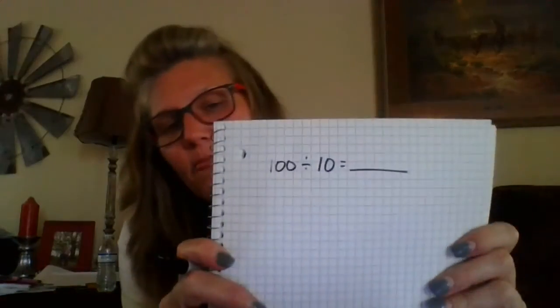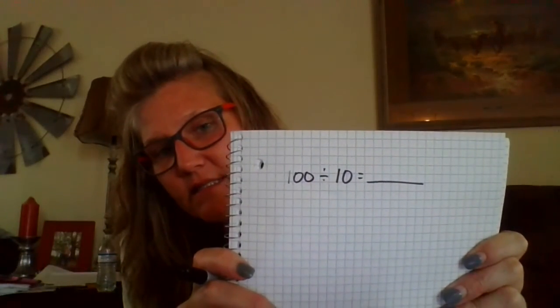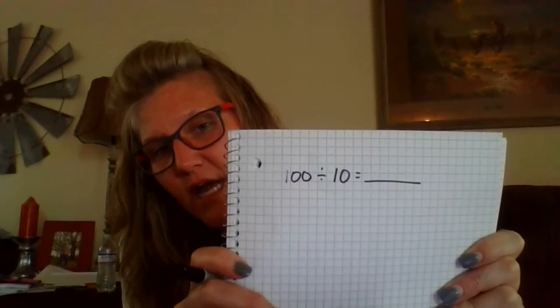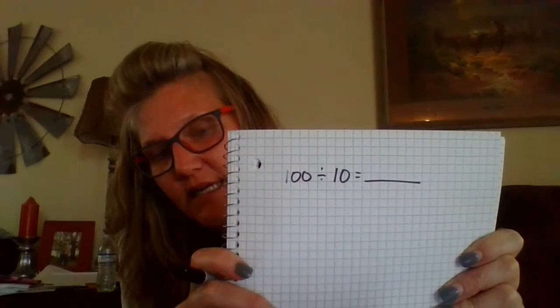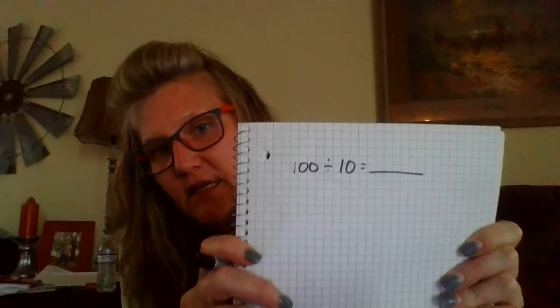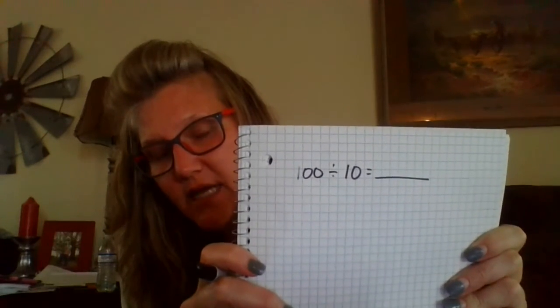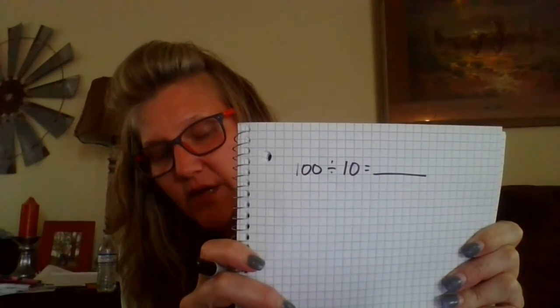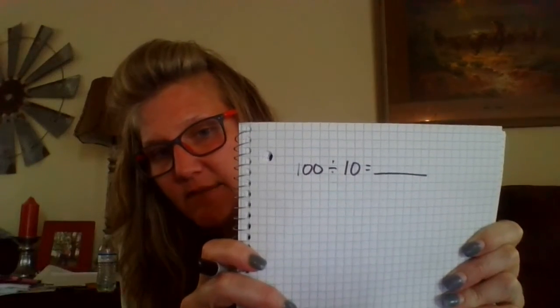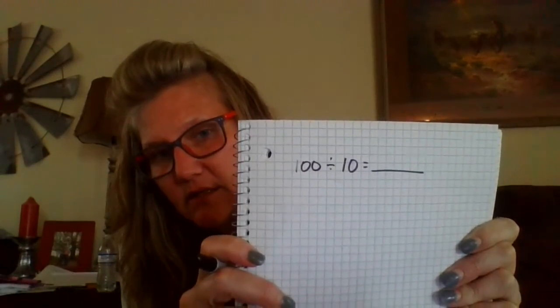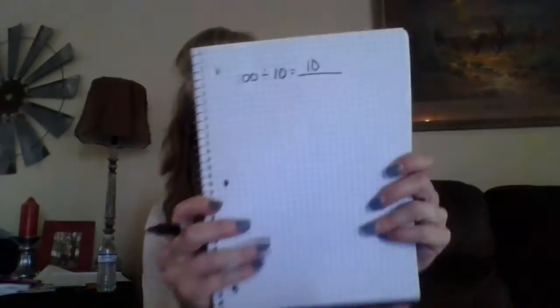For instance, on your sheet today, you have 100 divided by 10. So you're trying to see how many tens can go into 100. How many tens can make 100? 10 times what makes 100? Okay? 10 times what equals 100? 10.